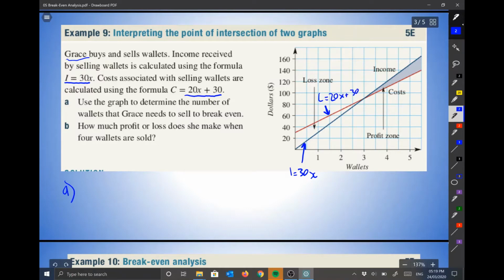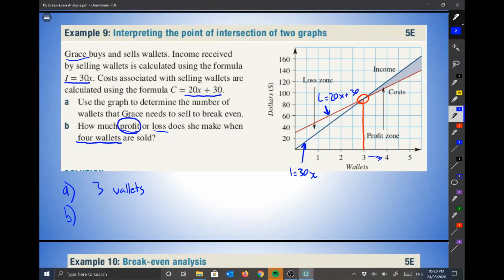Now we're going to use the graph to determine the number of wallets Grace needs to sell to break even. As I mentioned before, the break-even point is where the two lines intersect. In this case, it looks like she needs to sell 3 wallets to reach a break-even point. Now, what happens when 4 wallets are sold? Does she make profit or does she make loss? Well, 4 wallets is more than she needs to break even, so she's probably going to be making a profit.